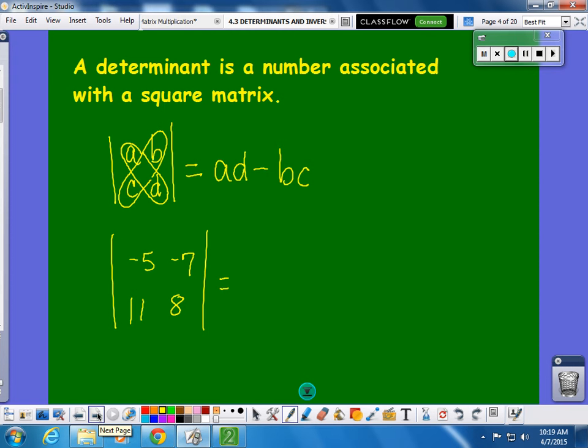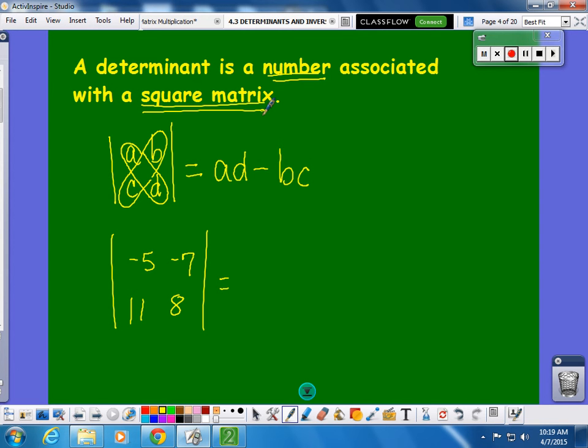Today I would be glad if we could get to the point where we could at least solve a 2 by 2 determinant, and if we have time, talk about a 3 by 3. A determinant is not a matrix. A determinant is a number associated with a square matrix. So a 3 by 4, a 2 by 3, a 3 by 2, those are not square matrices, right? And so they do not have determinants.